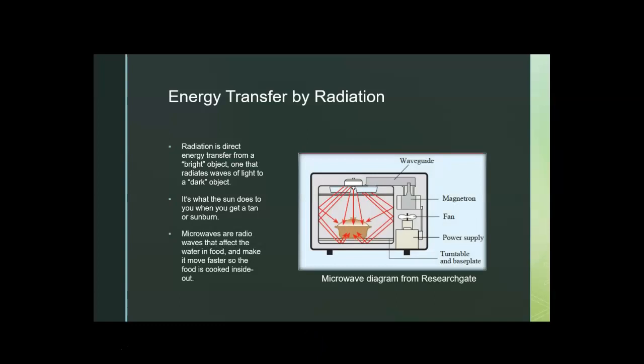Microwaves are types of radio waves. They affect the water in food, and they make it move faster so that the food is cooked inside out. The heat actually comes from the water molecules, faster water molecules colliding with the other molecules in the food. And so we can see here a diagram of a microwave oven, and the red arrows represent the microwaves, the high energy radio waves striking the food.